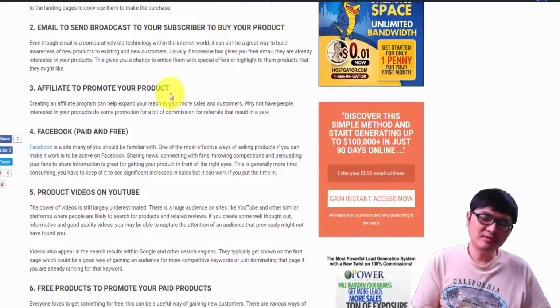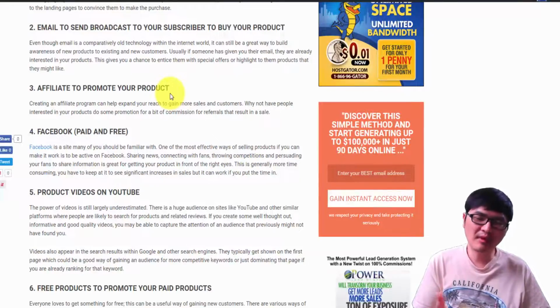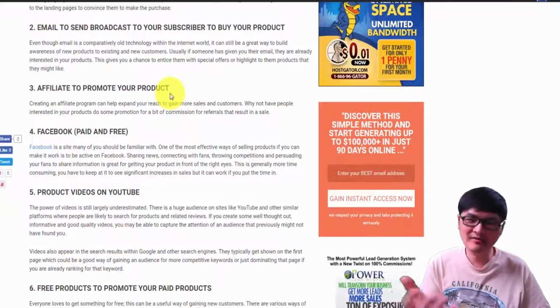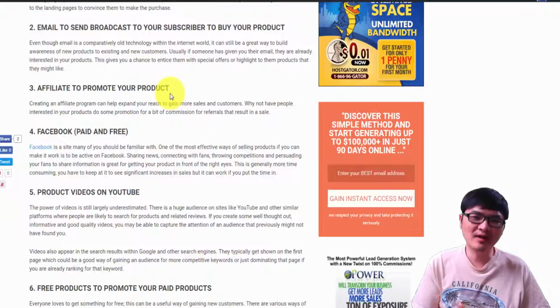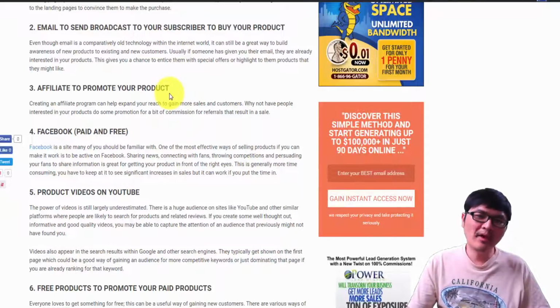The reason they are motivated to promote your product is that you probably offer 80, 90, even 100% commission on the main product sale. And you might ask, how do you make money? You make money by upselling them or through a monthly subscription, etc. And that's what people actually do to find affiliates.